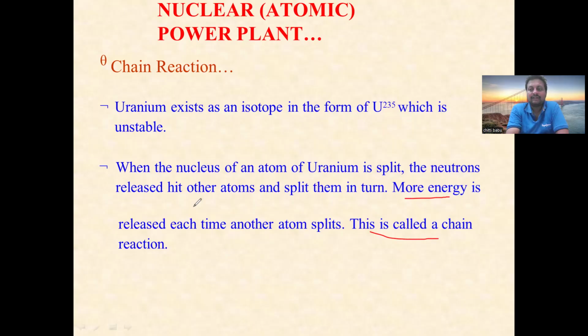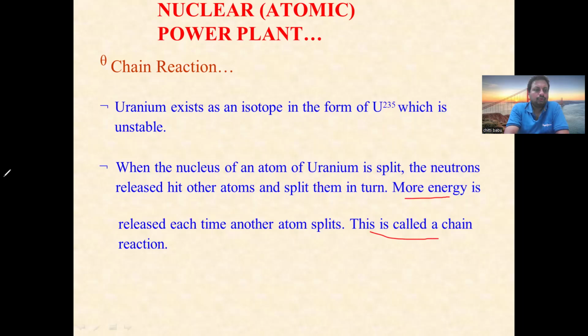So the unstable nucleus will be splitting and releasing neutrons. Then again, those neutrons will be colliding and bombarding the nucleus of the uranium. During this process, a large amount of heat will be generated. So this is about the nuclear chain reaction or fission process. I hope you're understanding the concept of nuclear fission. This is very important in the nuclear reactor.